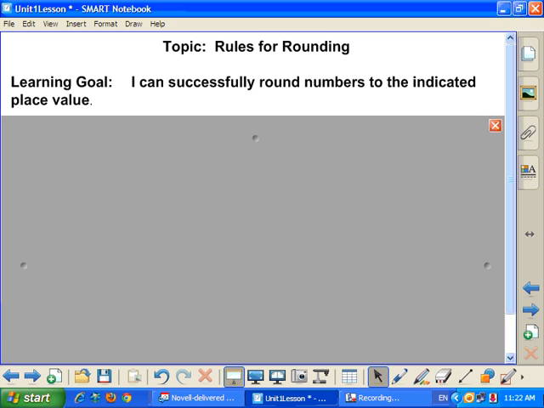Welcome to lesson number 4, rules for rounding. So we're going to review our rounding rules. By the end of the day today, I want you to be able to successfully round numbers to the indicated place value. All right.